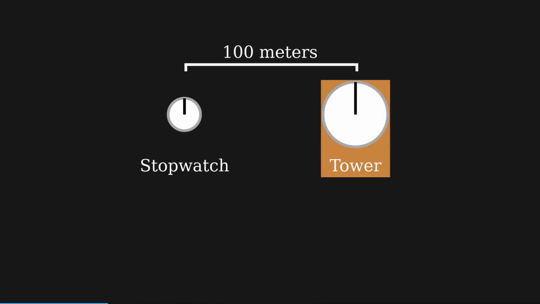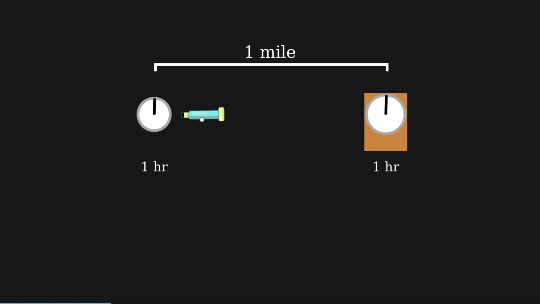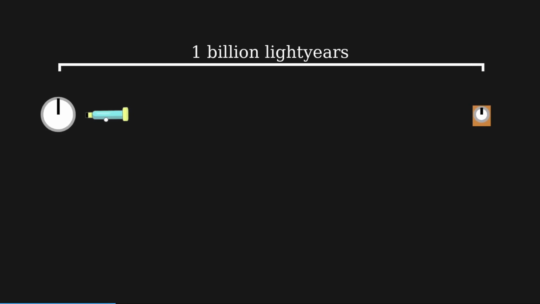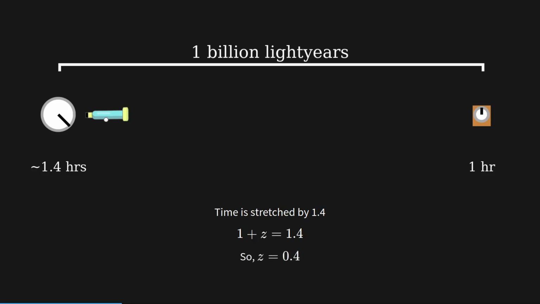Say there's a big clock on a tower and you have a stopwatch 100 meters away. If both clocks are working right, they should both take an hour to progress at the same time. If you were to hike a mile away and look at the big clock with a telescope, an hour on the clock should still take an hour on your stopwatch. At 1,000,000 miles away, it'll take 5 seconds for light to reach the telescope from the big clock, but since all the light is delayed by 5 seconds, 1 hour should be equal on both. At 1,000,000,000 light years, something different happens. An hour on the big clock takes an hour and almost a half on your stopwatch. Time is stretched by a factor of 1.4, so z equals 0.4.